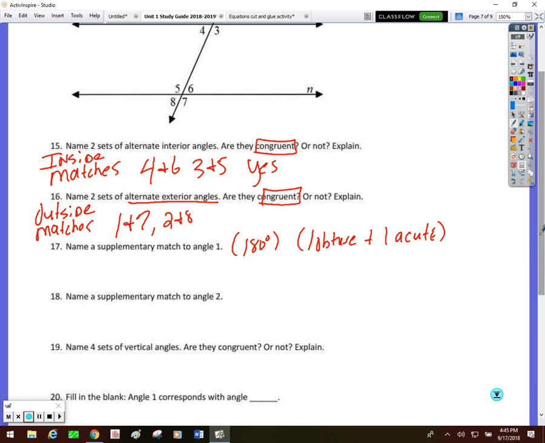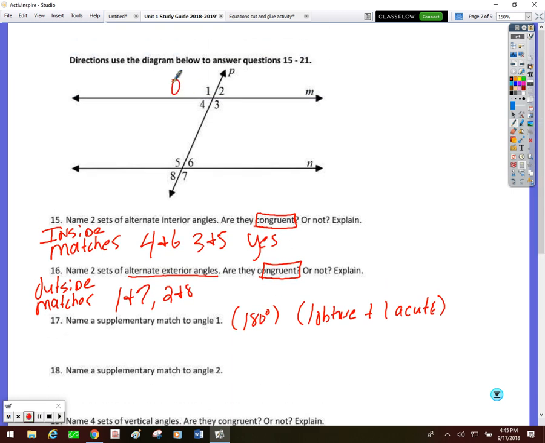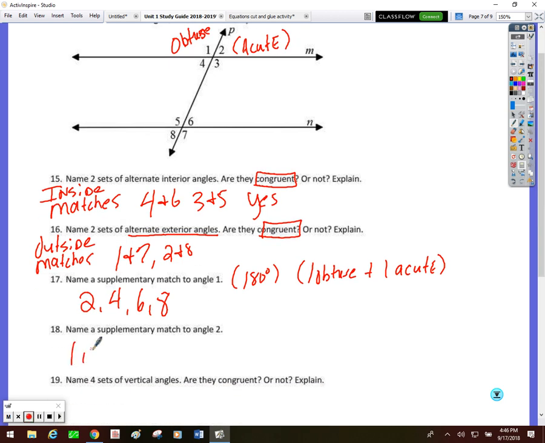All right, so real quick, if I look up here, angle 1 is an obtuse angle. To find anything that is supplementary to it, just find an acute. Well, here's 2, 4, 6, and 8. All of those are the acute angles. Okay, so the same thing here. Now, for supplementary to angle 1, same thing, 180. So angle 2 is an acute angle, right? So the supplementary to it will be anything that is obtuse. Well, in this case, you have 1, 3, 5, and 7.